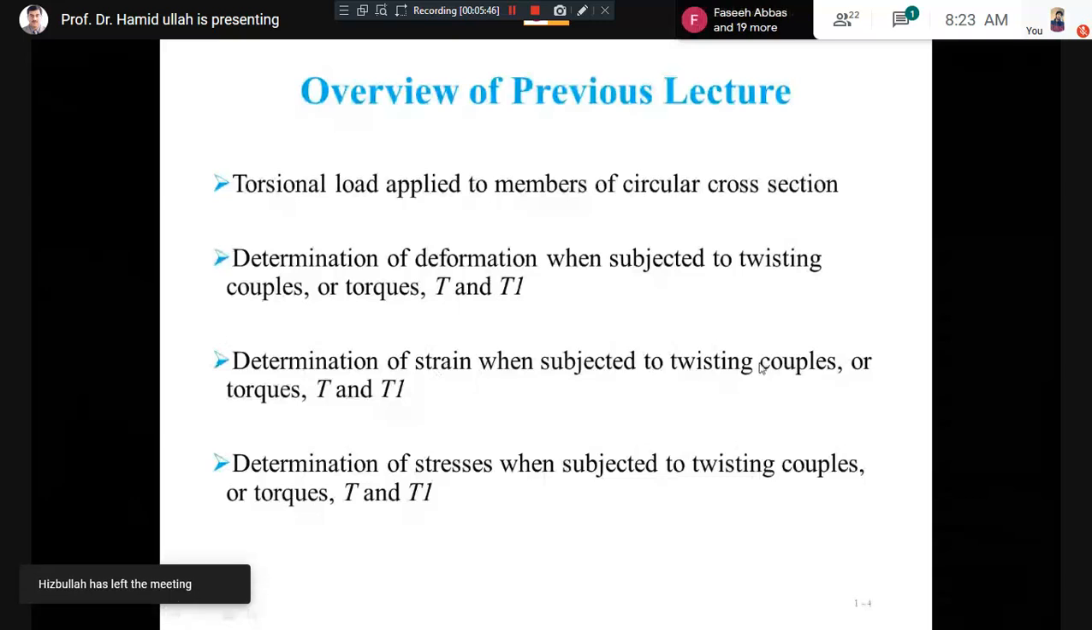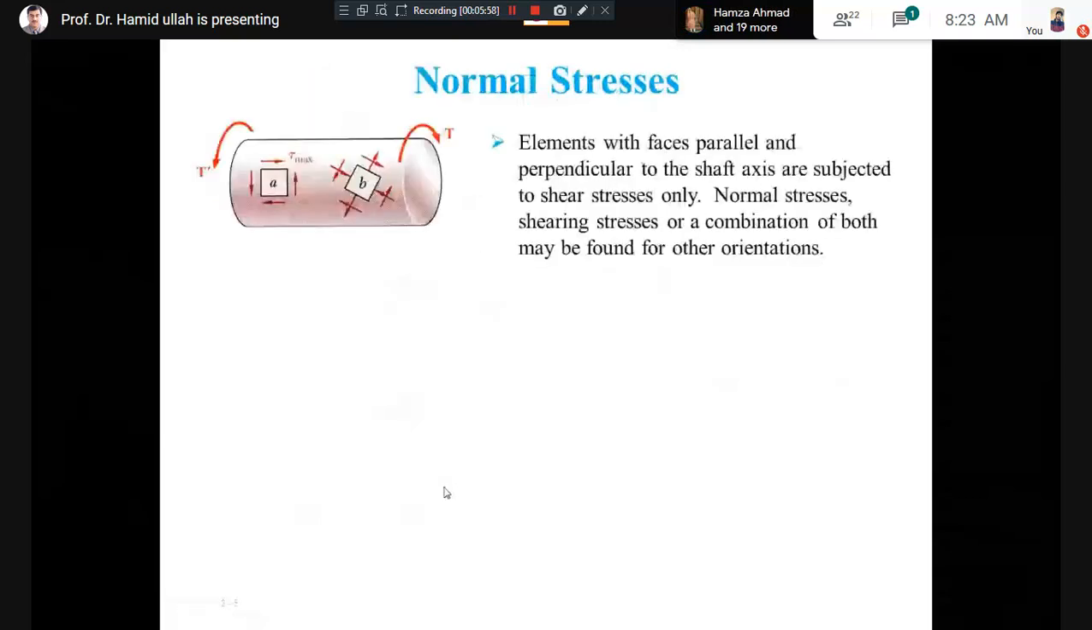And then you remember we have discussed stress which is produced because of torsional load when applied to a shaft. So that is the overview of last week's lecture. Now here, what we want to understand, what is the objective? What particular slide you can see.